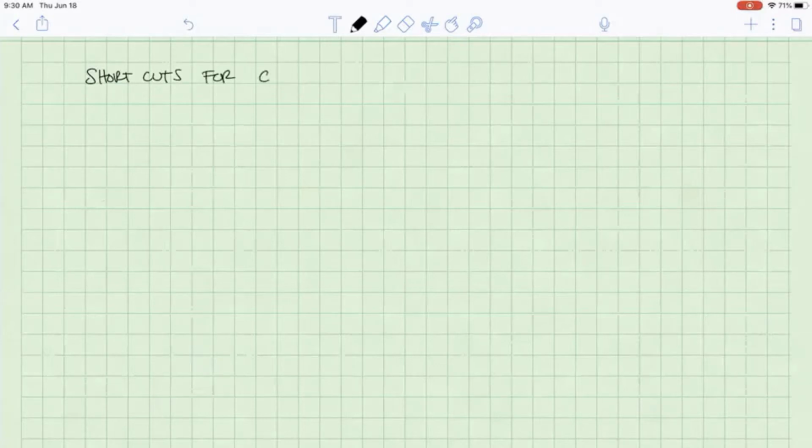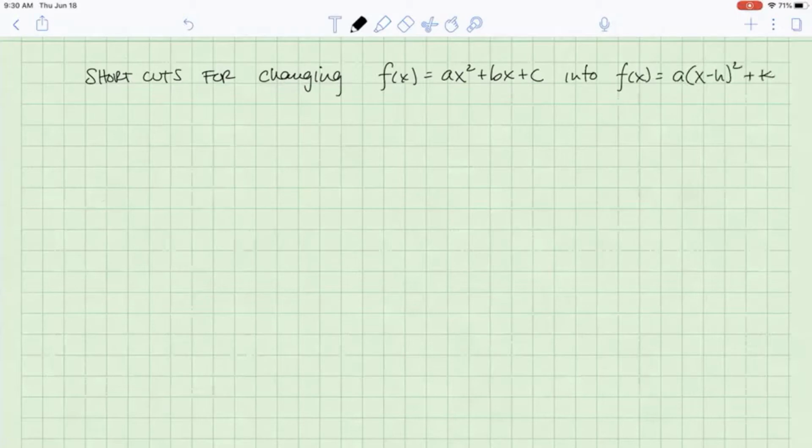Shortcuts for changing f of x equals ax squared plus bx plus c into f of x equals a times x minus h squared plus k. So the idea here is, is there a quicker way to go from this general form into this standard form? I guess specifically you would ask, is there a way for me to tell what h and k are by just looking at the values a, b, and c?